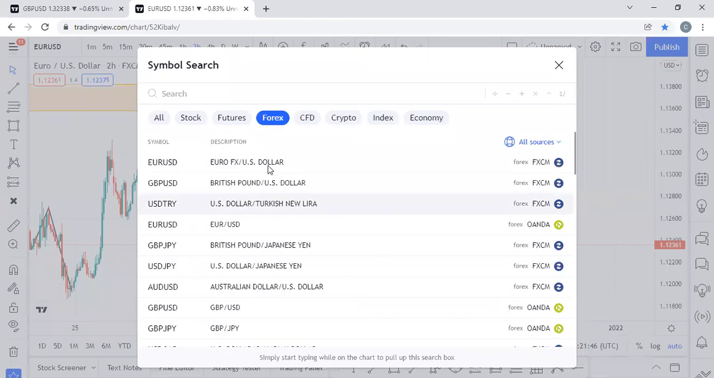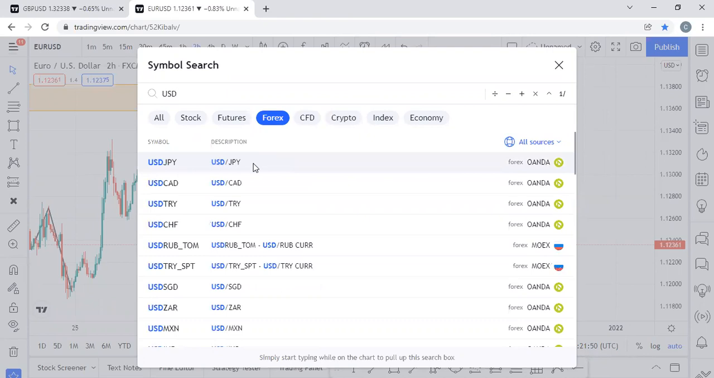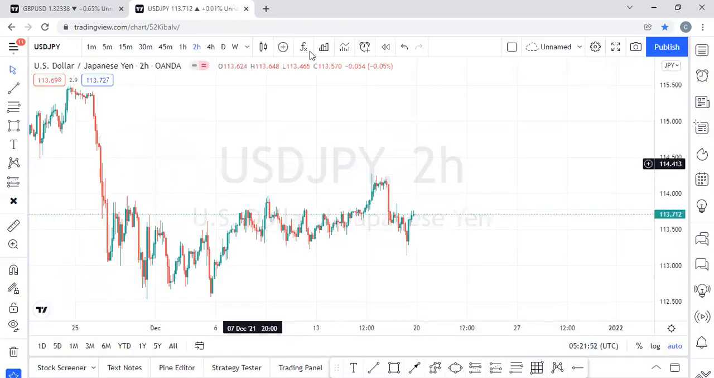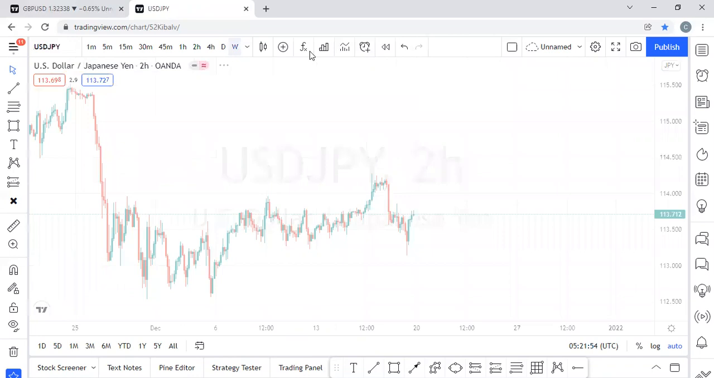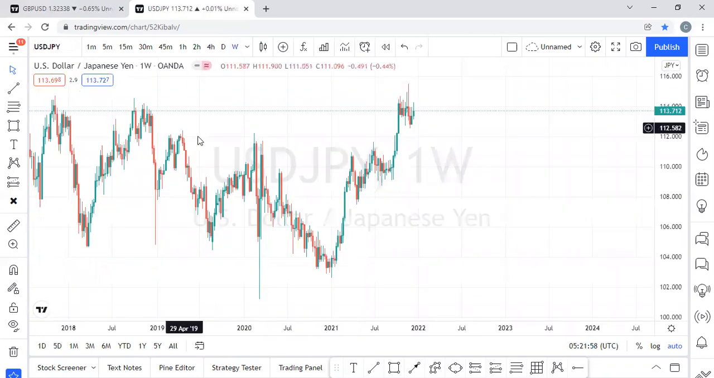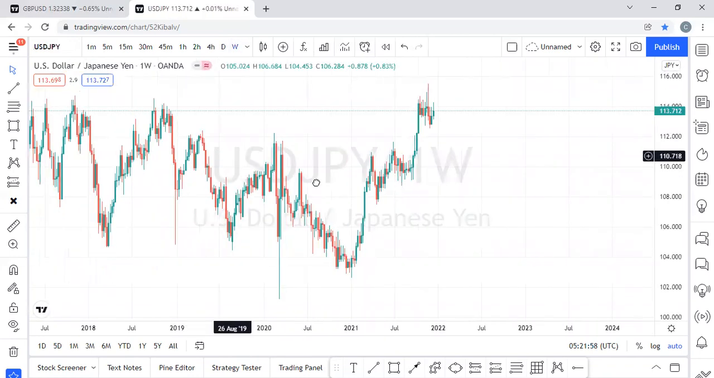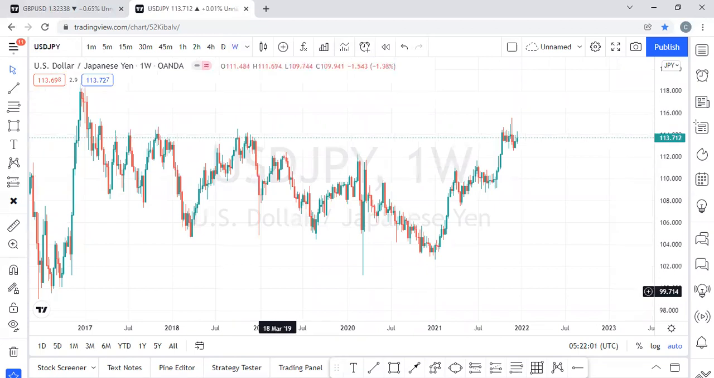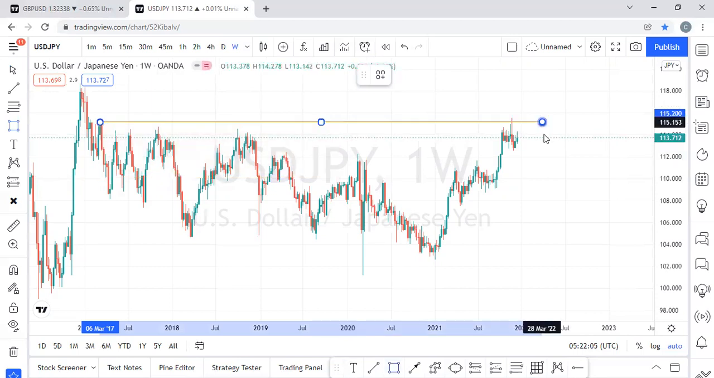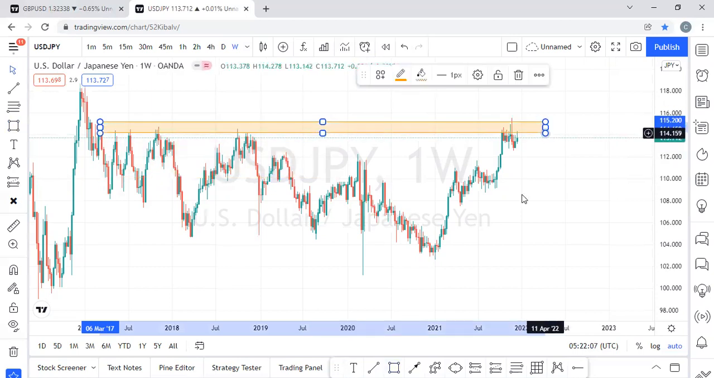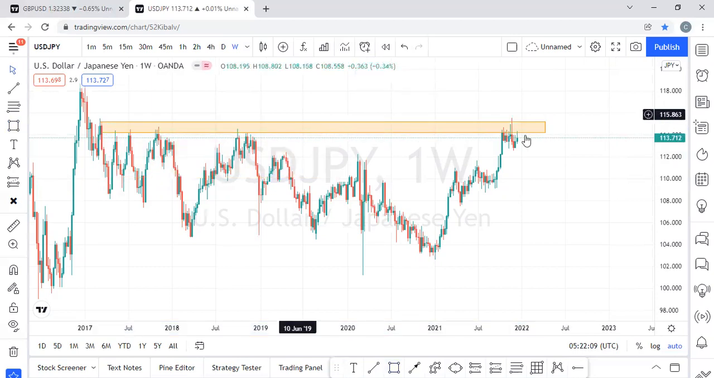USD JPY. The same concept, we go to our weekly time frame to see. As you can see on the weekly, this pair has been pretty bullish, and you can see this is a kind of supply zone, right? This is a supply zone. You can see a very good region to sell from, right? This market is going to sell from this zone.